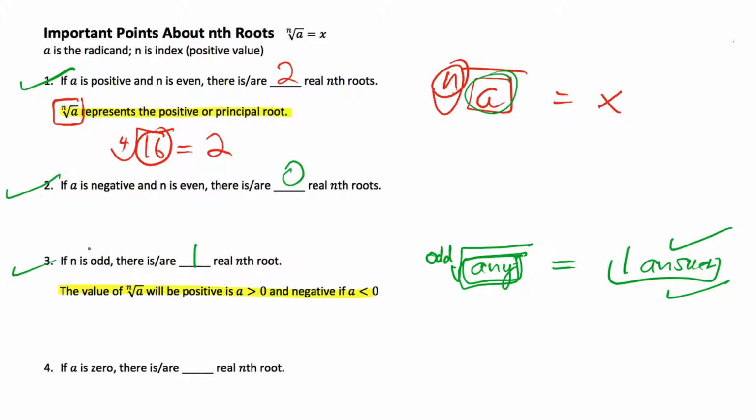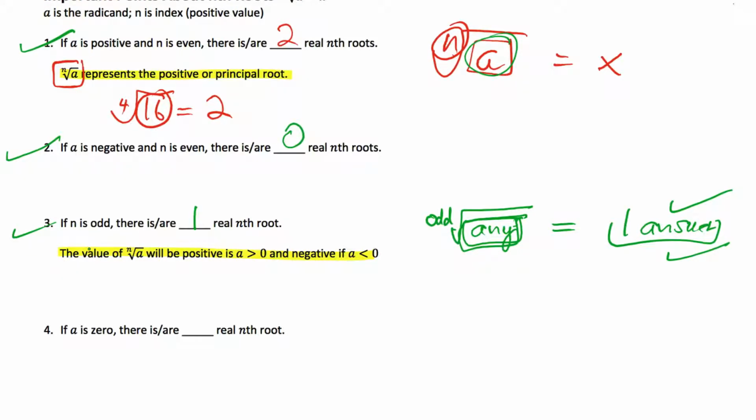And our fourth scenario was if our radicand was 0, nth rooting 0, whether n is even or odd, always produced an answer of 0, and so there was one real root.